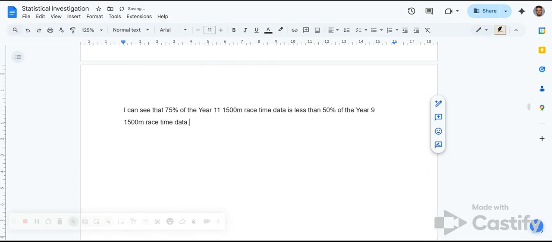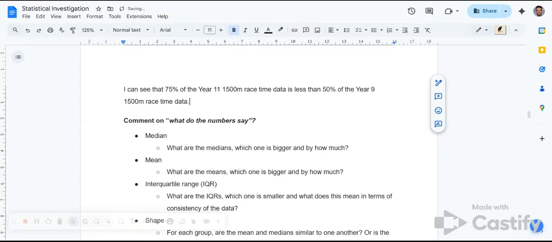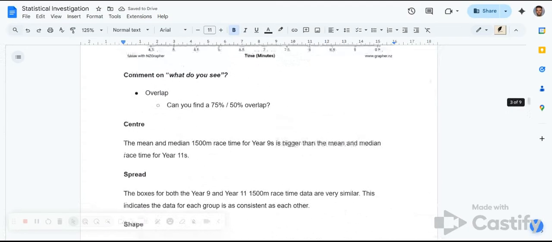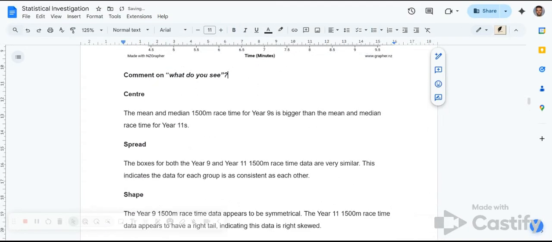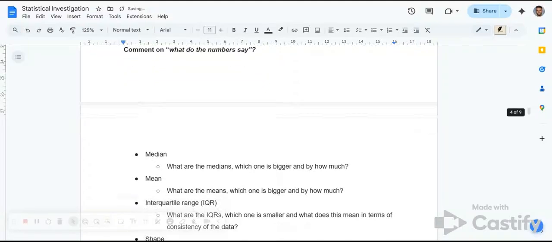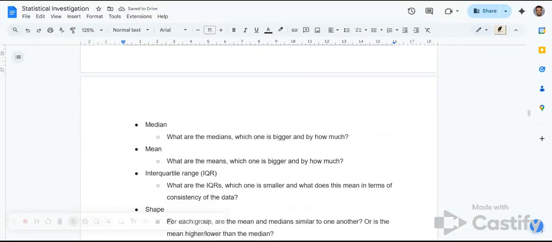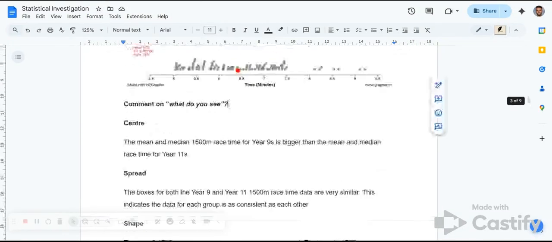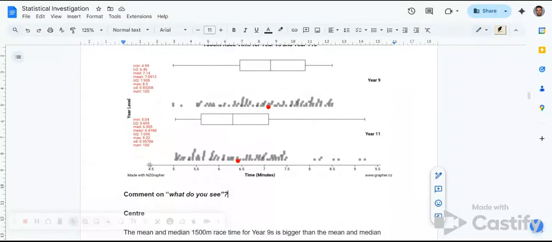Then I can also go into the next section, which is: what do the numbers say? So it's answering these questions. I can get rid of this overlap one now. What do the numbers say? Well, first of all, let's look at our medians specifically. So that data or information about specifically the mean and the median, I can read here.